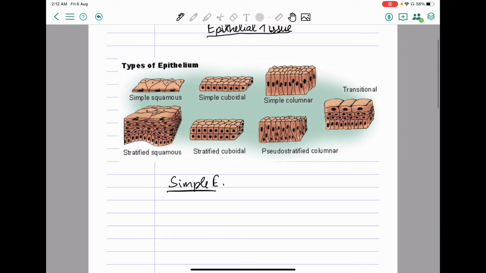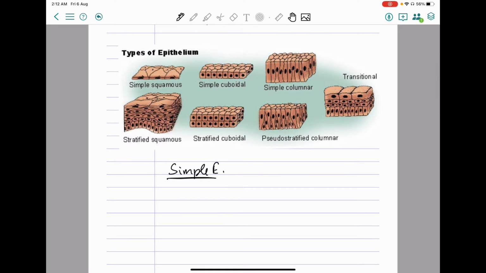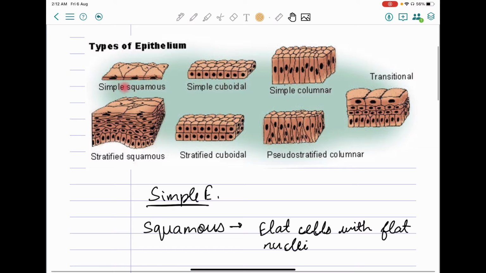So in simple epithelium, what is squamous? You can see here simple squamous. How do you know that these are squamous? Squamous epithelium has flat cells with flat nuclei. You can see here, these are flat. These simple squamous are flat cells, and you can see here their nucleus is also flat.